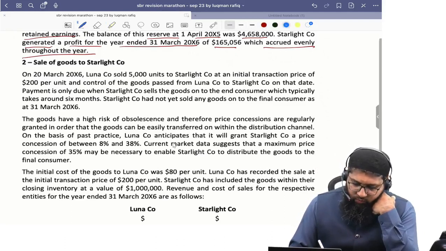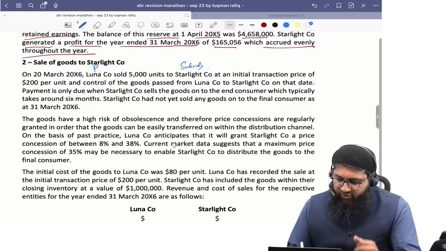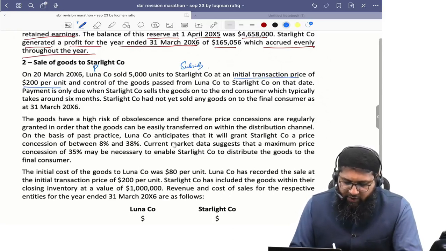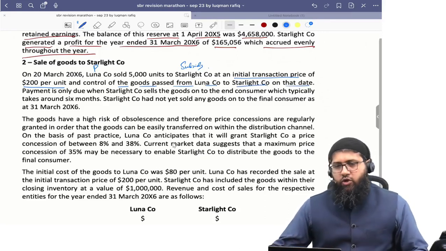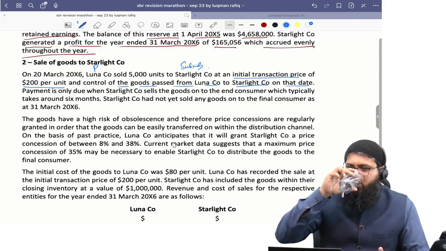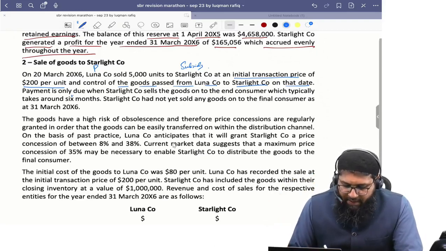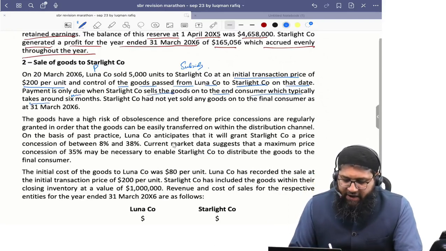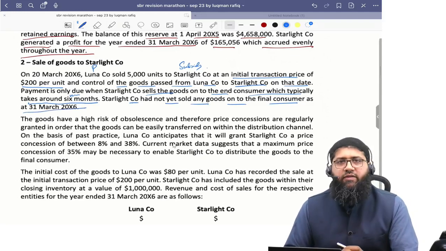Now, what did the parent do? Parent sold to the subsidiary at an initial transaction price of 200 per unit, and control of the goods passed from Luna to Starlight on that date. Payment is only due when Starlight sells the goods onto the end consumer, which typically takes around 6 months. Starlight had not yet sold any goods onto the final consumers as of 31st March 2006.